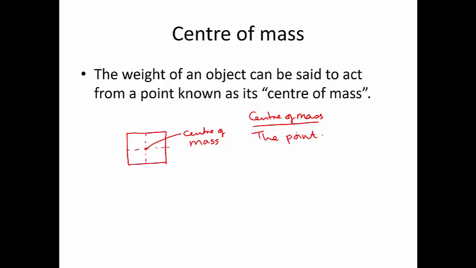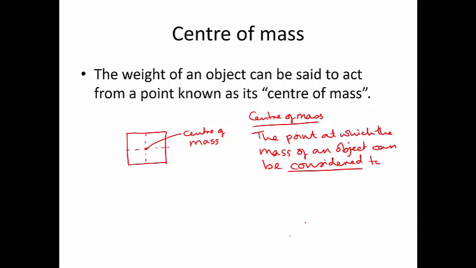The word considered is really important because it's not the point at which the mass is concentrated. My mass is spread all through my body. It's not concentrated at a single point. But for making predictions about how my body behaves, if I'm falling, for example, we can imagine that I'm just a point. And all the calculations are much, much easier that way. So that's why we use the idea of centre of mass. But you can't say it's the point at which the mass of an object is concentrated, because that's not right. It's the point at which it can be considered to be concentrated.